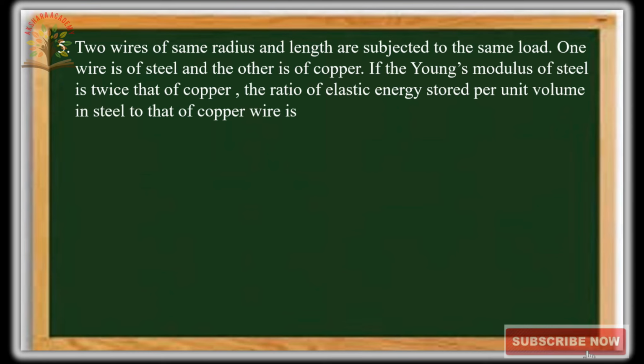In this question, they have given two wires of same radius and length subjected to the same load, and one is a wire made up of steel, and the other is made up of copper. Here they have given Young's modulus of steel is twice that of copper. You have to calculate the ratio of elastic energy stored per unit volume in steel to that of copper wire. So let us come to the solution.